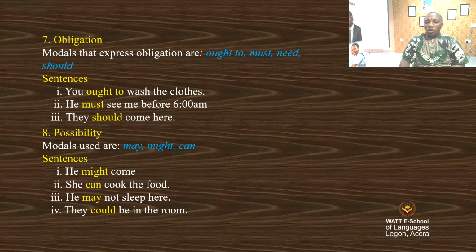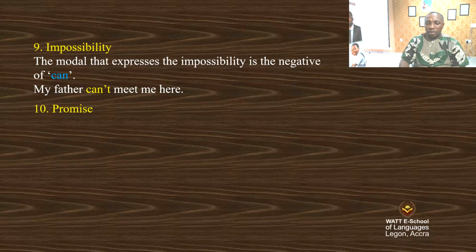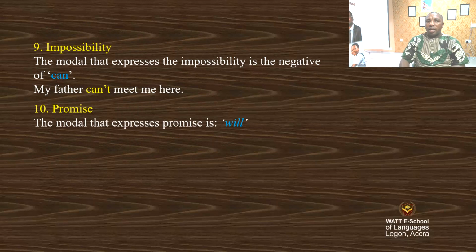All right. Modals also express impossibility. The modal that expresses impossibility is the negative of can. Example: my father can't meet me here. That is cannot. The last one to see is promise. The modal that expresses promise is will. I will meet you this evening is a promise. I have promised you that I will meet you this evening.